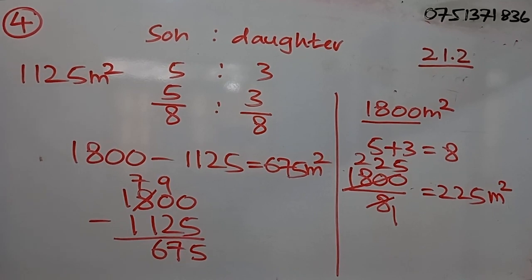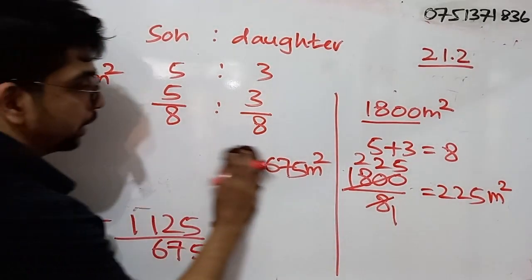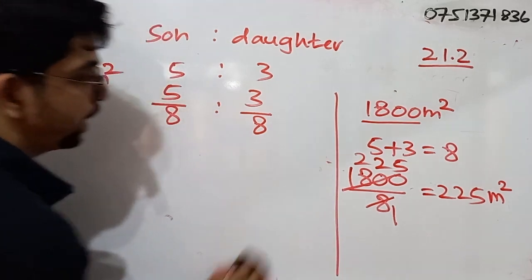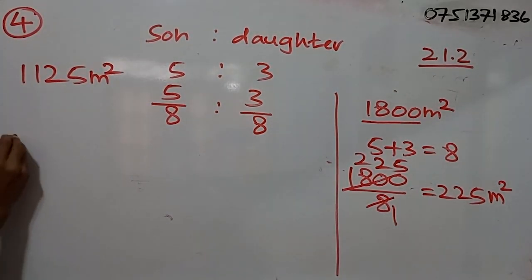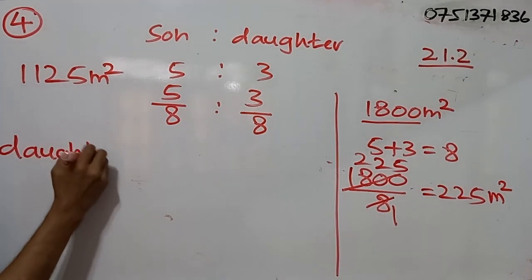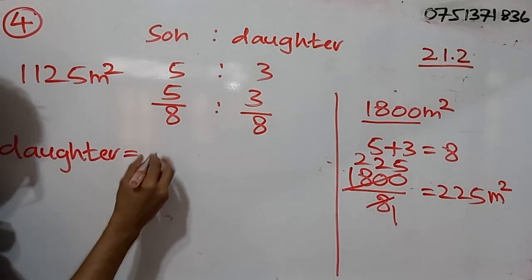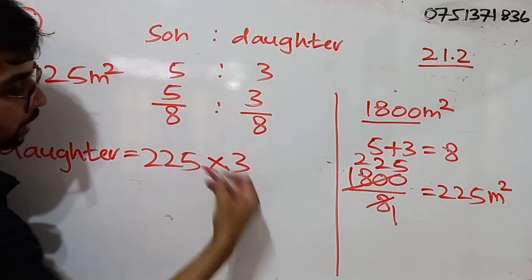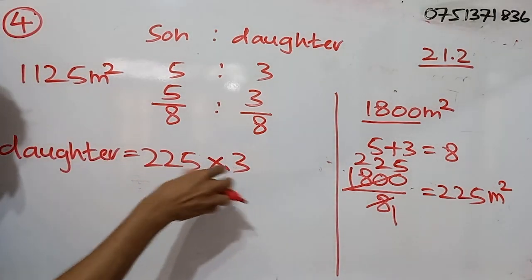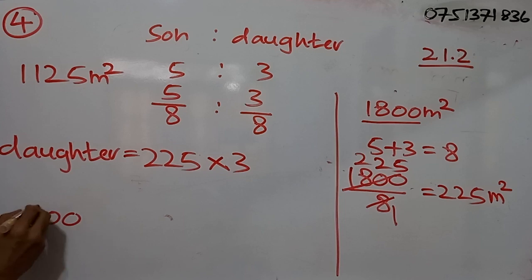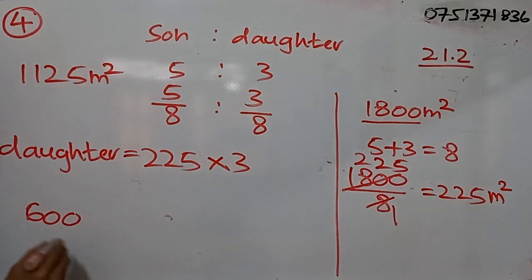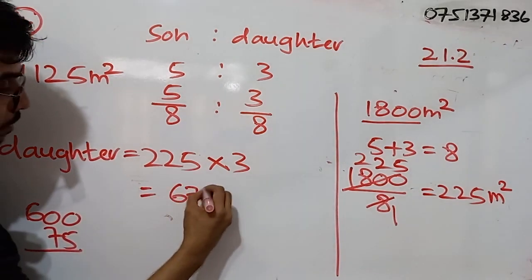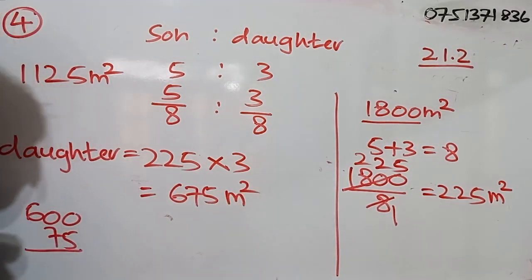Okay, so if we consider the usual method, how do we come up with the answer? So the daughter, what is the value of one part? 225. How many parts does the daughter receive? 3 parts. So we have to multiply this by 3. So 200 into 3, we know that is 600, right? 25 into 3, that is 75. So when we add these together, we get what? 675. These are what? Square meters.